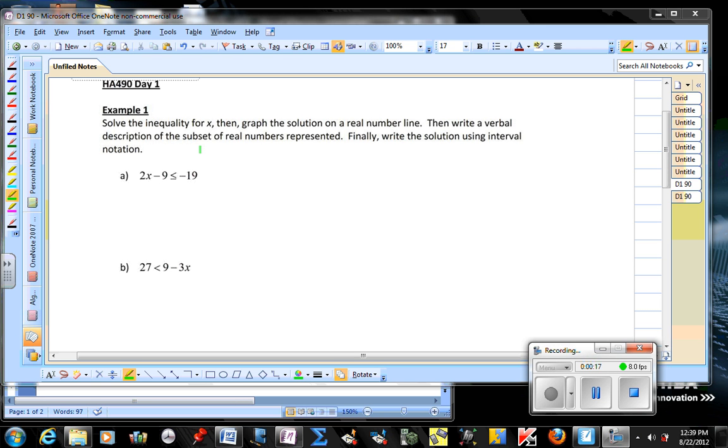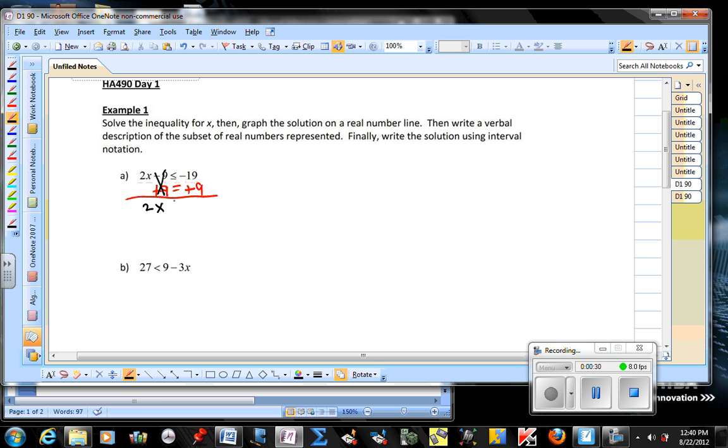So let's get started. To solve for x, we're going to isolate the x. We're going to get x by itself. We'll eliminate minus 9 with plus 9 on both sides of the equation. Sorry, both sides of the inequality. Minus 9 and plus 9 eliminate each other. 2x is less than or equal to negative 10.